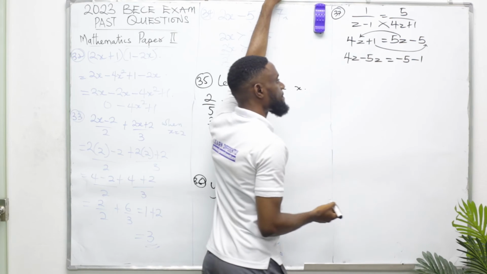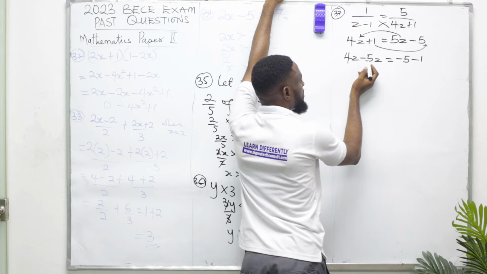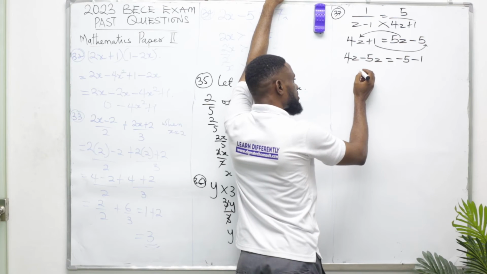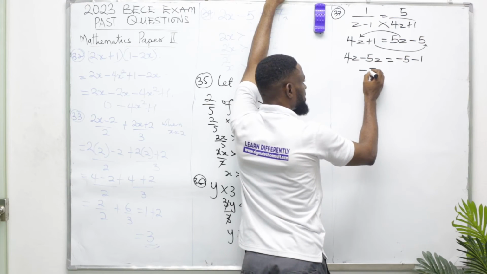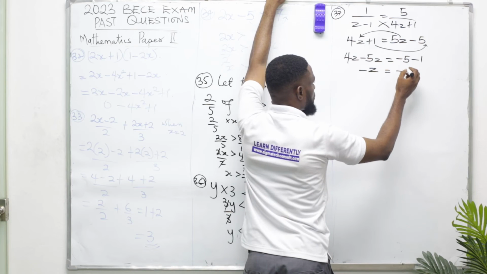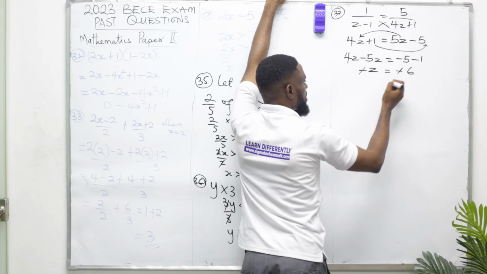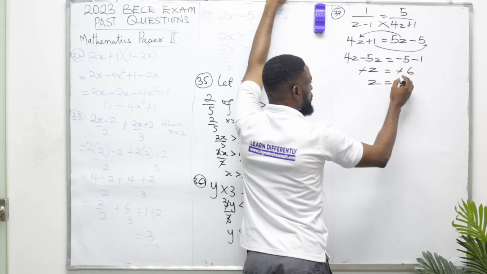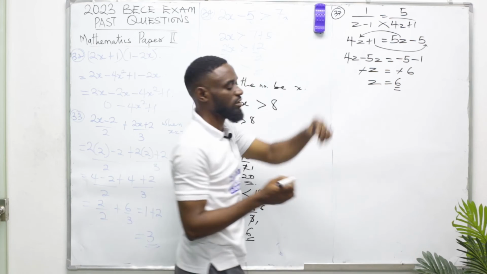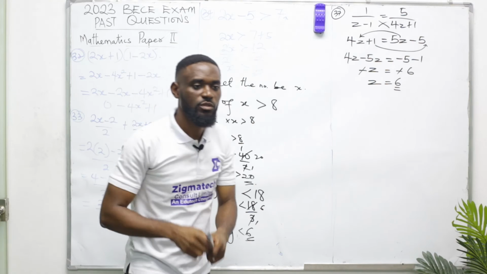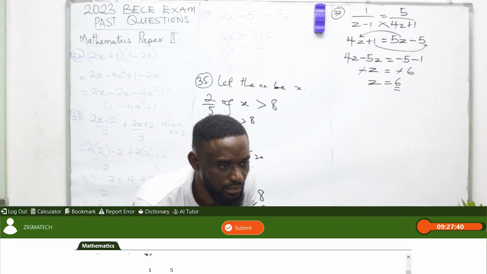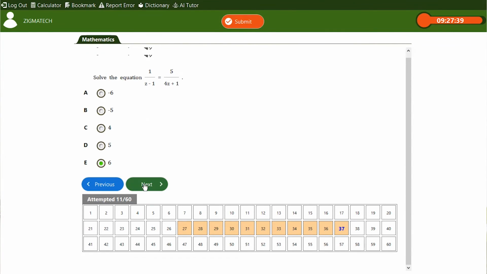Is that okay? All right, so 4z minus 5z will give us minus z is equal to minus 6. Minus cancels minus, z is equal to 6. Is that okay? So our z is equal to 6.